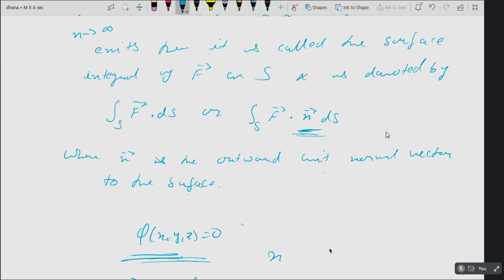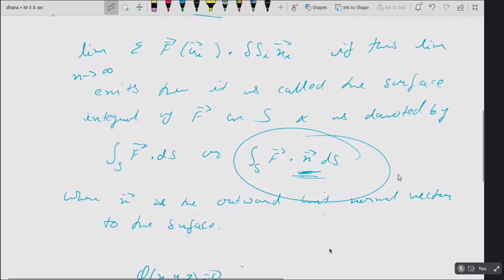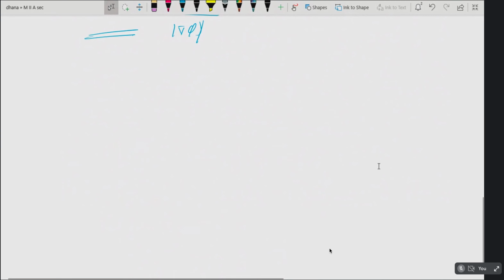Okay. Now the question is how to find the surface integral. Okay, this much part is understood. This one is the surface integral. But how are you going to evaluate this? This is the question. How are you going to evaluate this one? Okay, so let us see that.